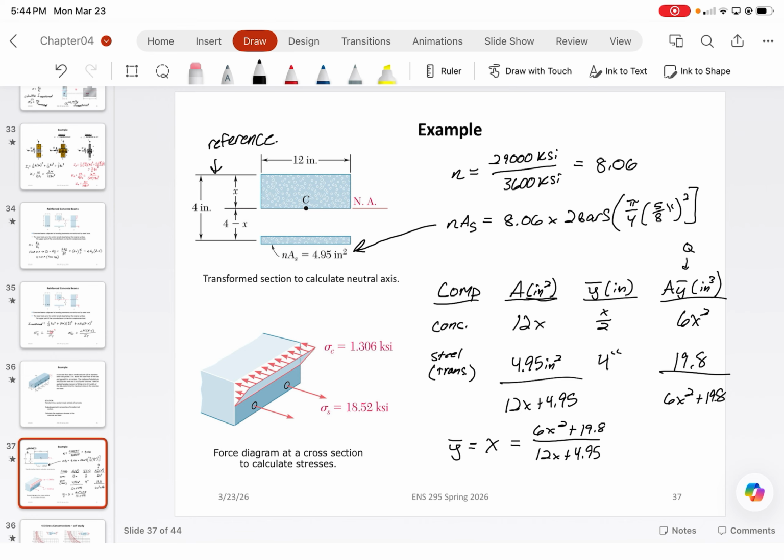Six x squared plus 19.8 by 12 alpha x plus 4.95. Calculate it, and for x, we should get the neutral axis is equal to roughly 1.45 inches. So that's how deep that concrete compression block is.